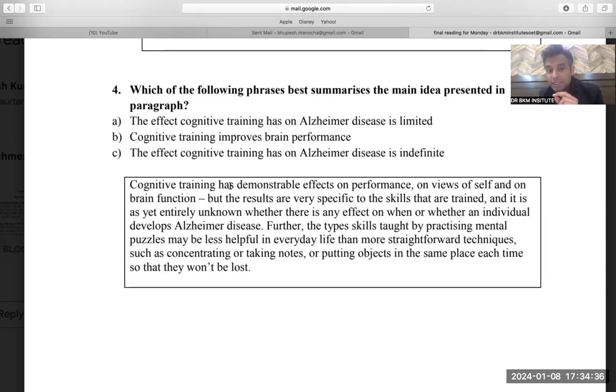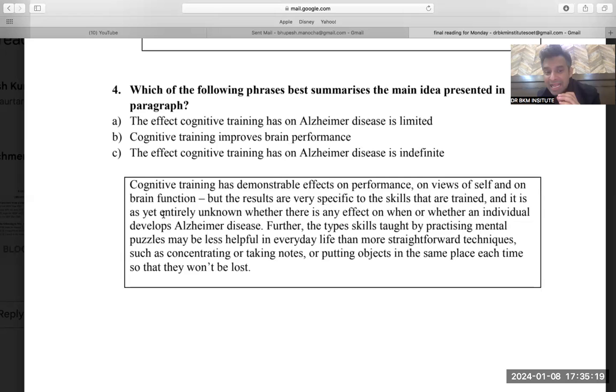Okay. Cognitive training has demonstrable effects on performance, on views of self, and on brain function, but the results are very specific to the skills that are trained. Cognitive training is a kind of training that gives specific skills. That is the only thing you can do. Never try to understand the complete line. Just understand the main words and grammar. Cognitive training has demonstrable effects on performance, on views of self, and on brain function. That means cognitive training is good for performance and function. Views of self means self confidence. But the results are very specific to the skills that are trained.